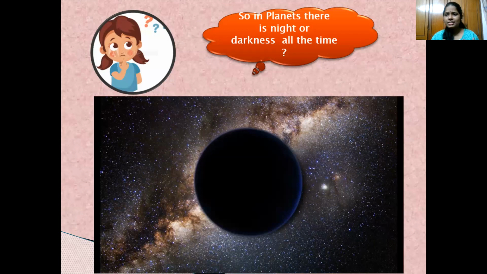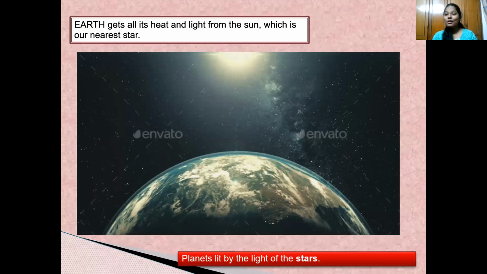Our Earth is a planet, right? So we have day and night too, right? How is this happening? Yes, this is happening because of the sunlight. Our Earth is getting light from the sun. Similarly, all the planets are getting light from a star which is near to them. Our Earth is near the star, the sun, so its main source of light is the sun. In this way, all the planets get their light from a star because they don't have their own light.